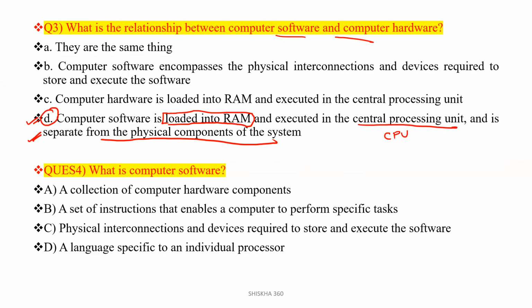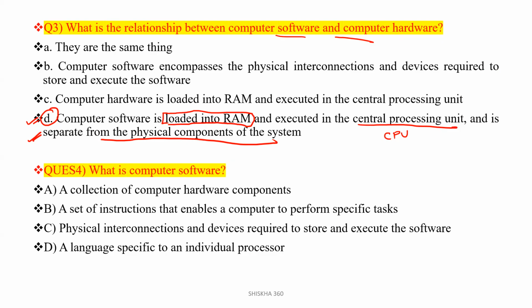Question number 4, that is computer software. Option A, a collection of computer hardware components. Option B, a set of instructions that enables a computer to perform specific tasks. Option C, physical interconnection and devices required to store and execute the software, or a language specific to an individual processor. Clear?